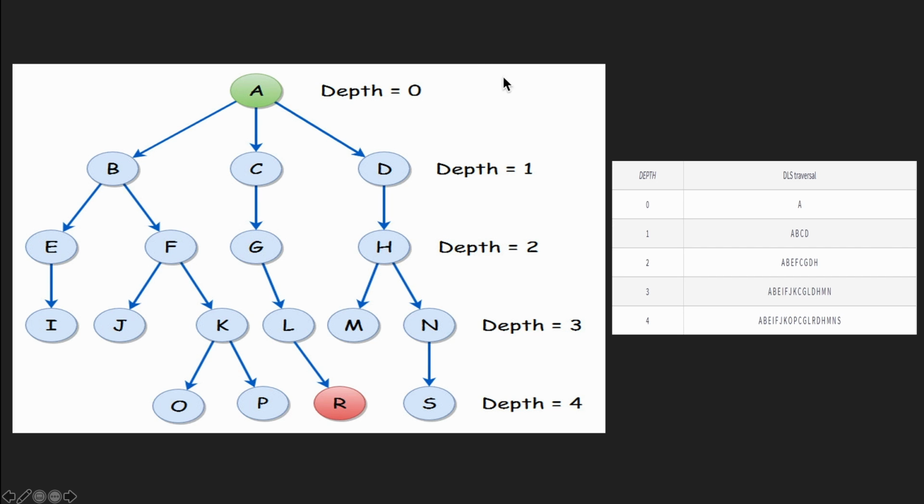So let's begin. A depth 0 search: visit A, and we're done. We didn't find the goal node, so do a depth 1 search. Visit A, B, C, D. Didn't find it. Let's go to depth 2. Visit A, B, E, F, C, G, D, H. And we still didn't find it, so we're going to have to do a depth 3 search and not find it, and then a depth 4 search and find it.